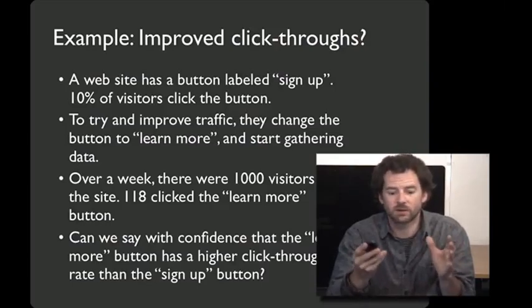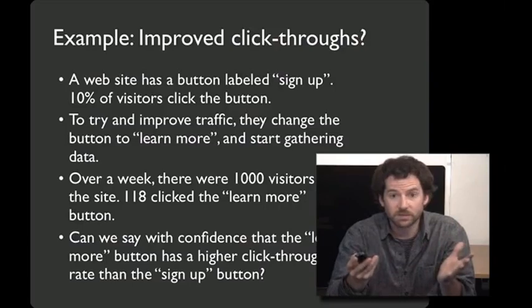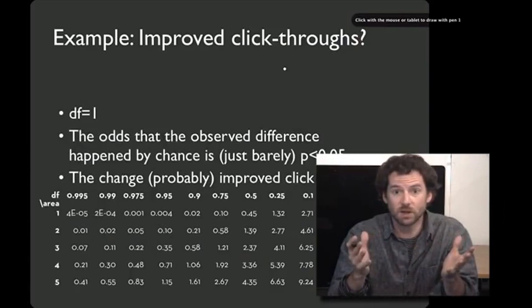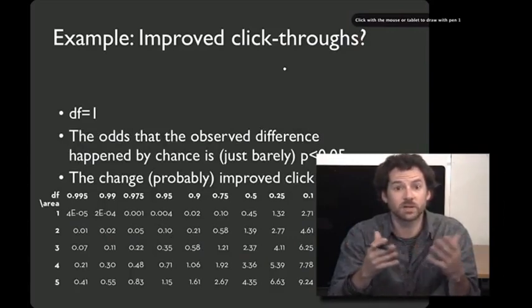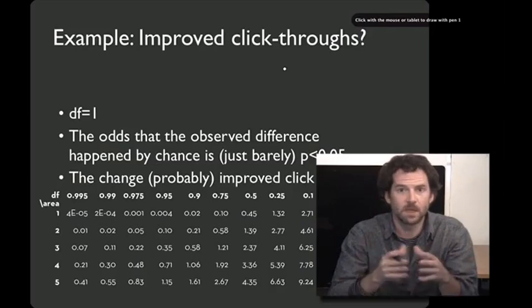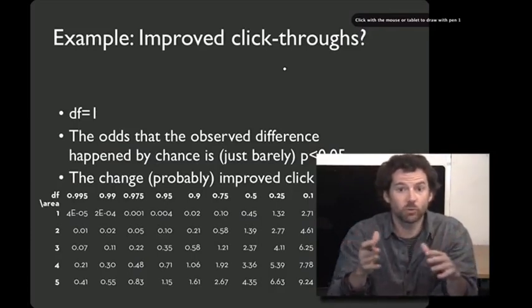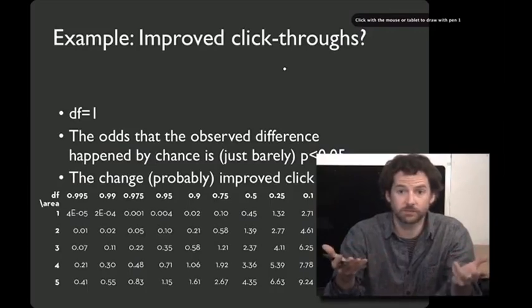Over a week, there are 1,000 visitors to the site, and 118 of them clicked on the Learn More button. Can we say with confidence that the Learn More button has a higher click-through rate than the Sign Up button did? So we can work it through. We have 118 observed clicks on this site, minus 100 expected clicks on the site, and we have 882 people who did not click, minus 900 who we expected would not click.